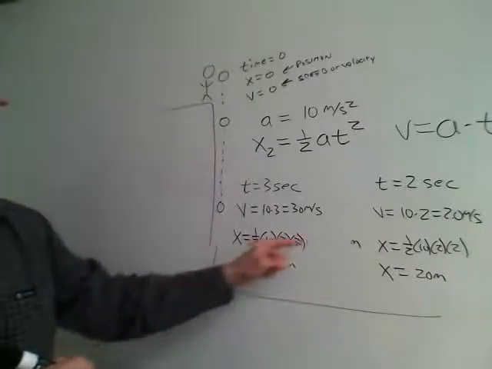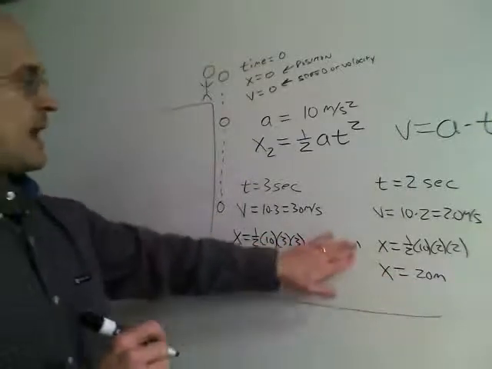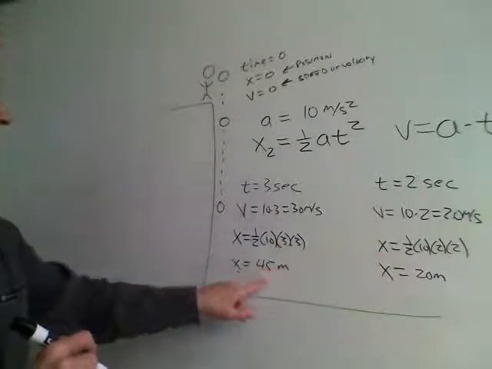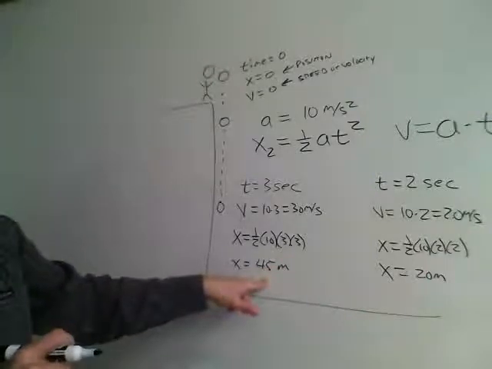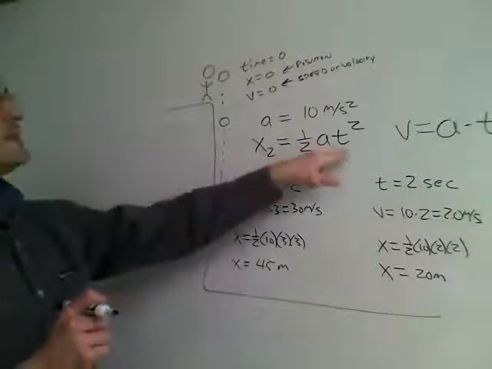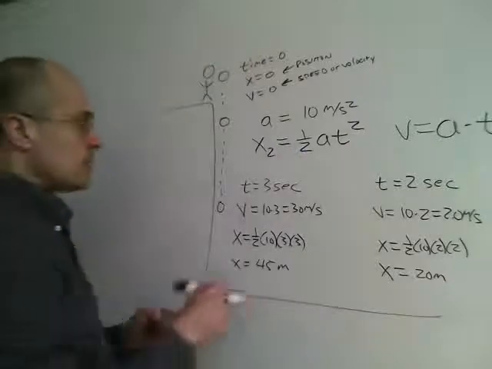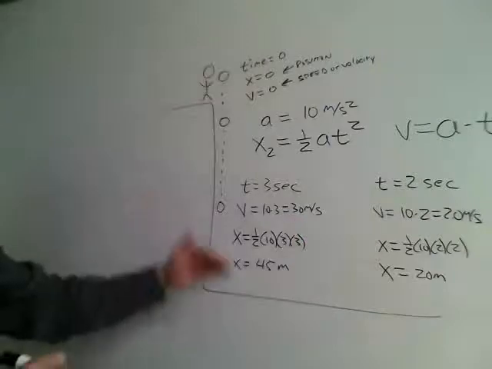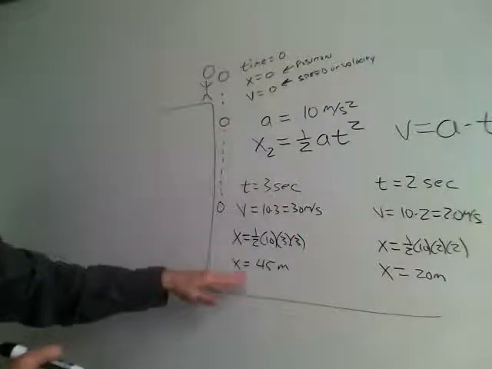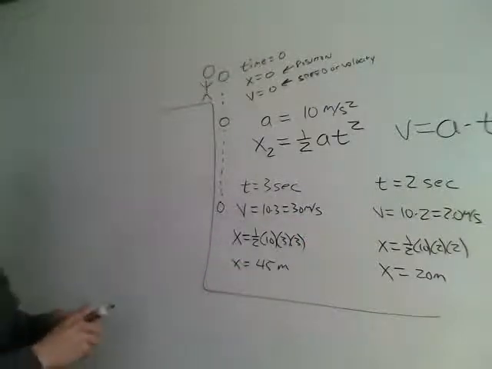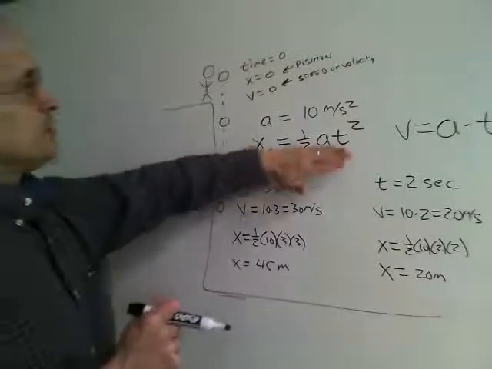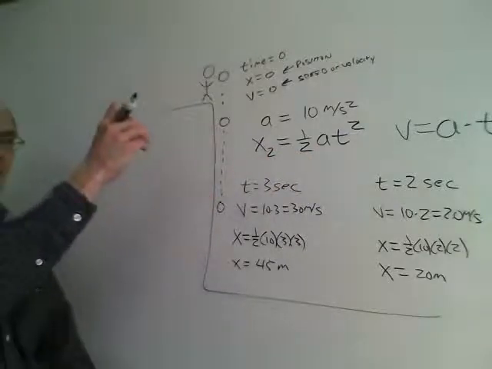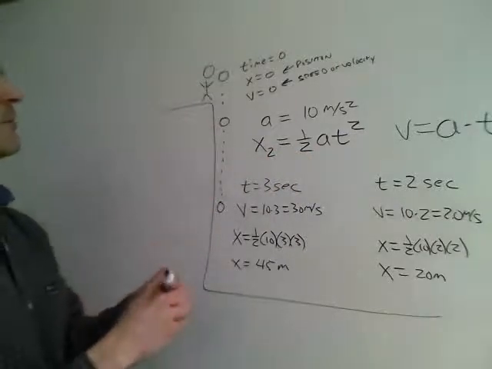So we can see that there's not a linear increase, because after 1 second it was 5, after 2 seconds it's 20, after 3 seconds it's 45. So the position is increasing with t squared. But the velocity went from 10 to 20 to 30. So the velocity is increasing linearly with time, the position is not. And so the idea is you should be able to use these two equations so we can calculate how far or how fast something is in free fall.